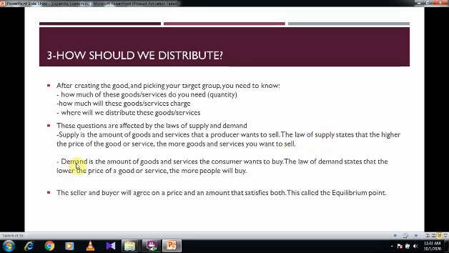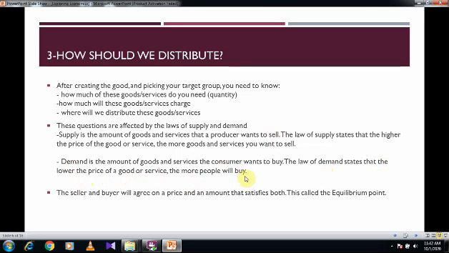The law of demand states that, first to start with, what's demand. Demand is the amount of goods and services the consumer wants to buy. This is from the consumer's point of view, from our point of view. What do I want to buy? The law of demand states that the lower the price of the good or service, the more people will buy.